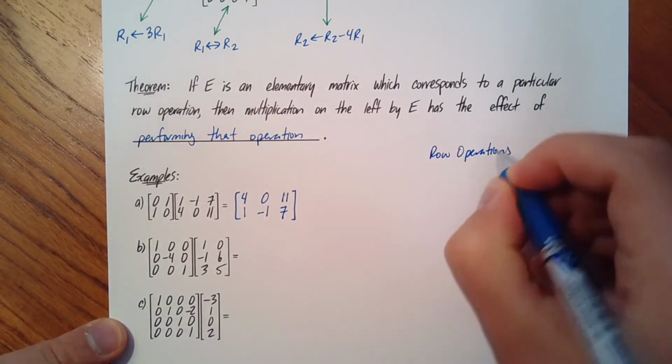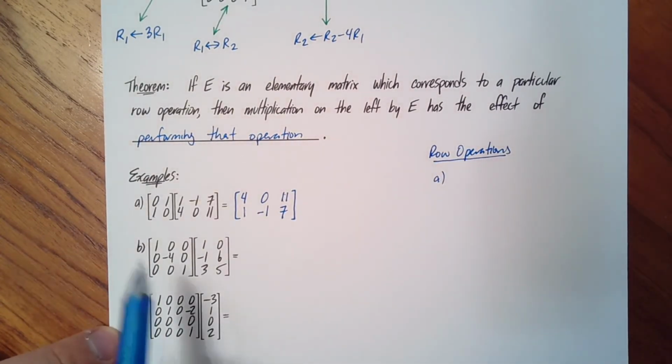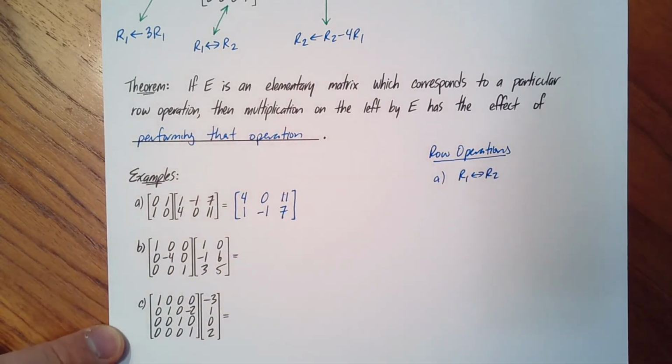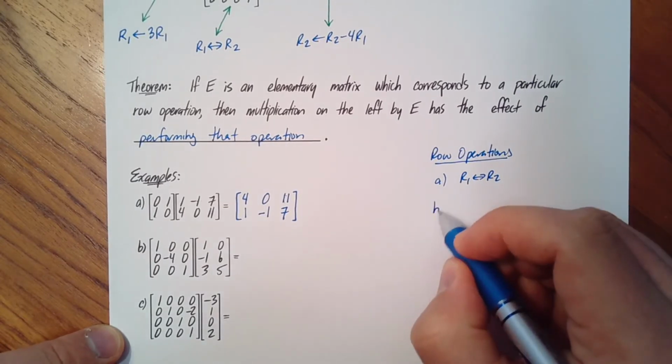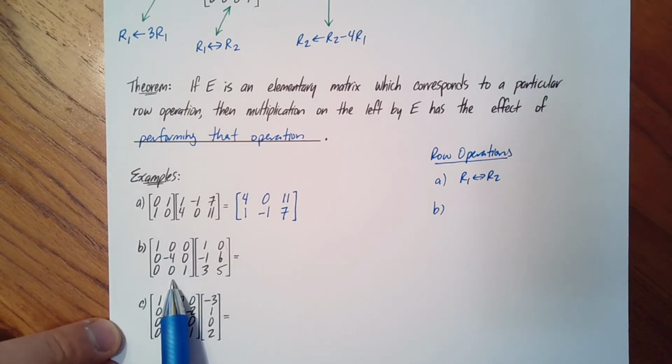And by that, I mean which ones they correspond to. So for part A, the row operation that this elementary matrix corresponded to was interchange row 1 and row 2. For part B, in this example, what operation does this 3 by 3 elementary matrix correspond to? You can get this from the 3 by 3 identity by just multiplying the second row by negative 4, and that's why that negative 4 is there.